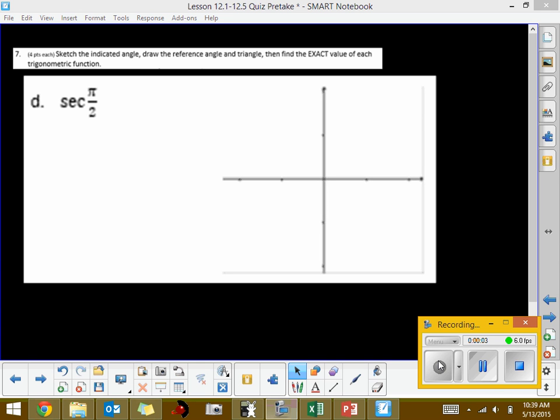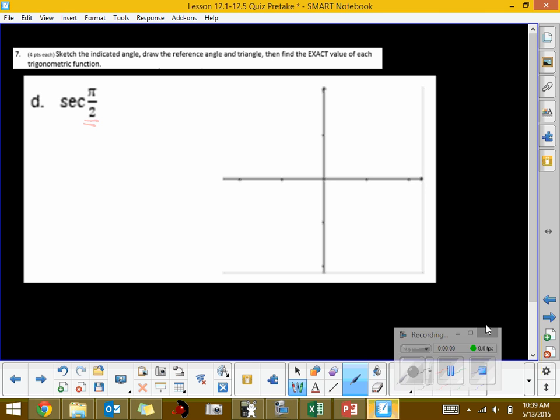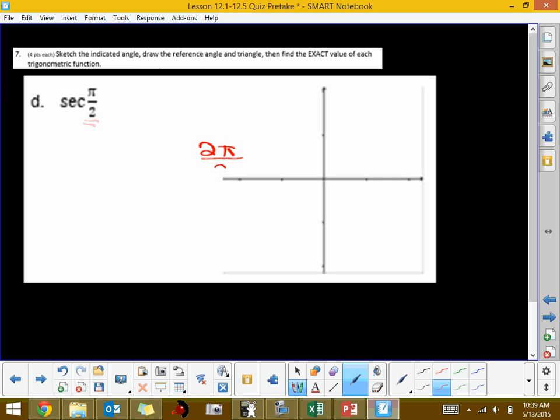First thing I do in 7D is find the angle where pi halves is. Because the bottom is a 2, I want to cut this into halves. So what I want to do is name this as 2 pi halves, because that's the same thing as pi. We only want to go 1 pi half, so this has got to be pi halves here.